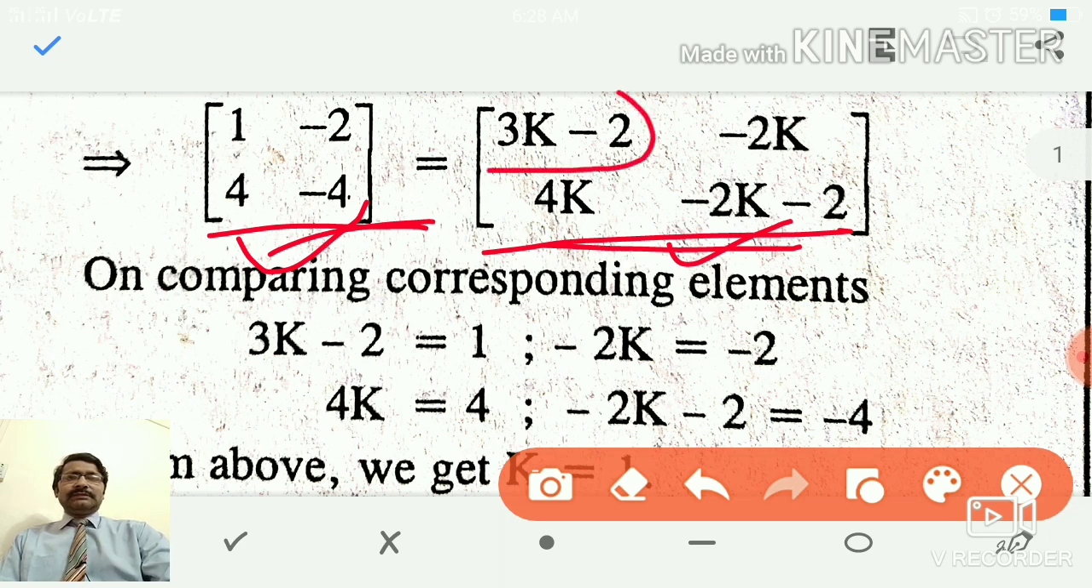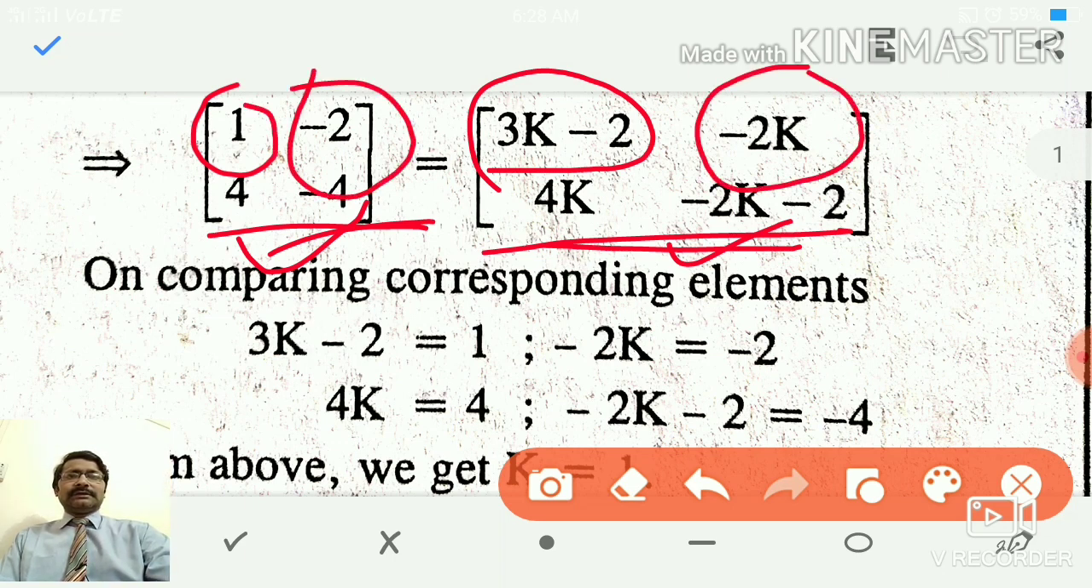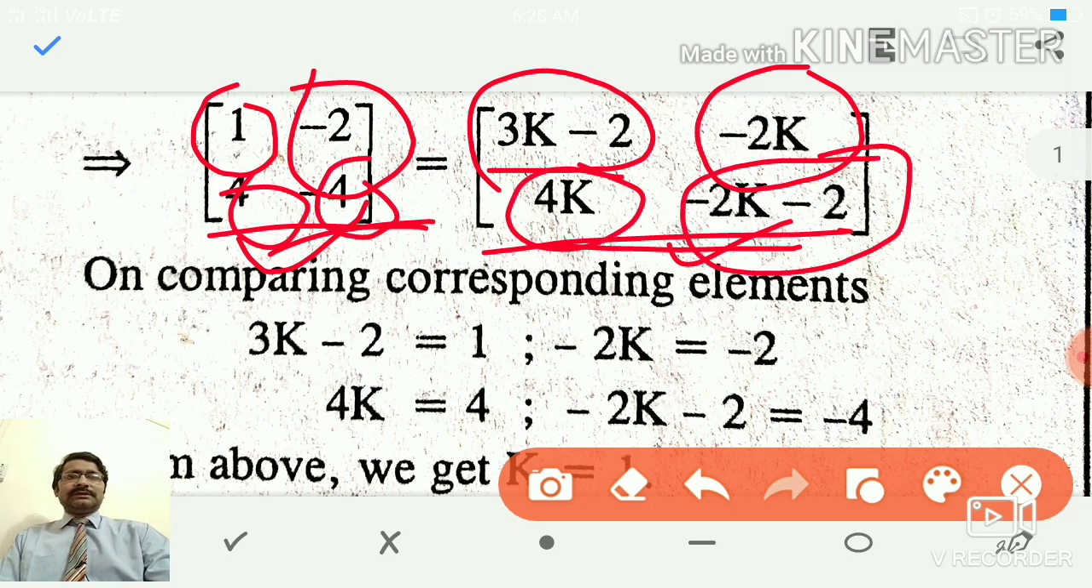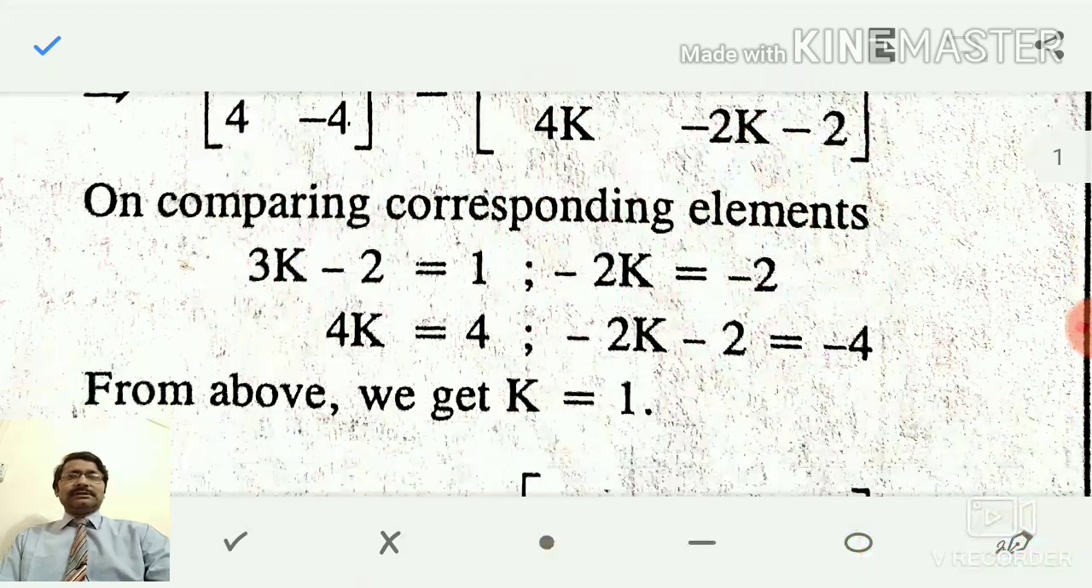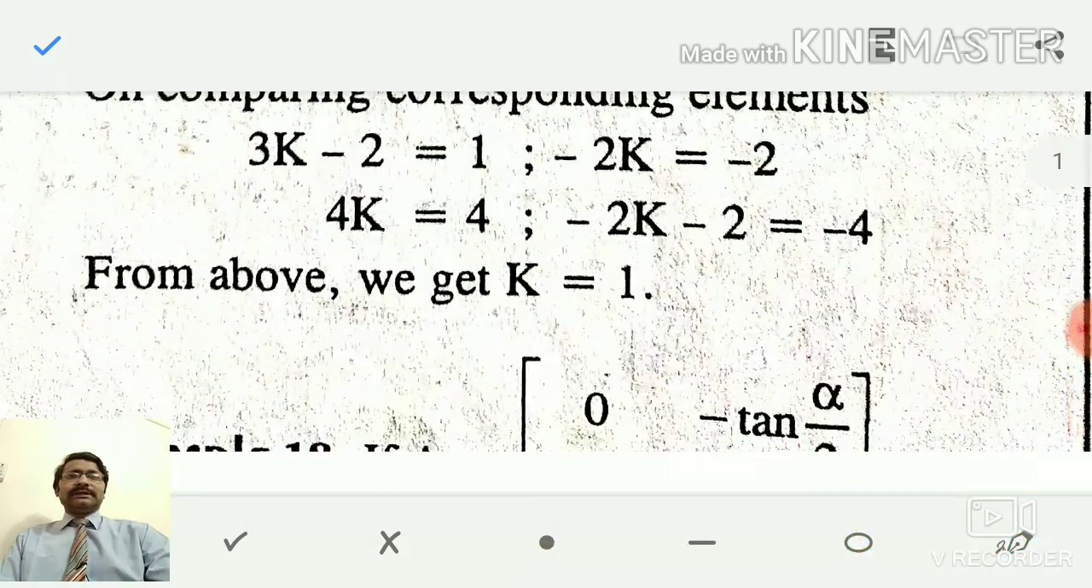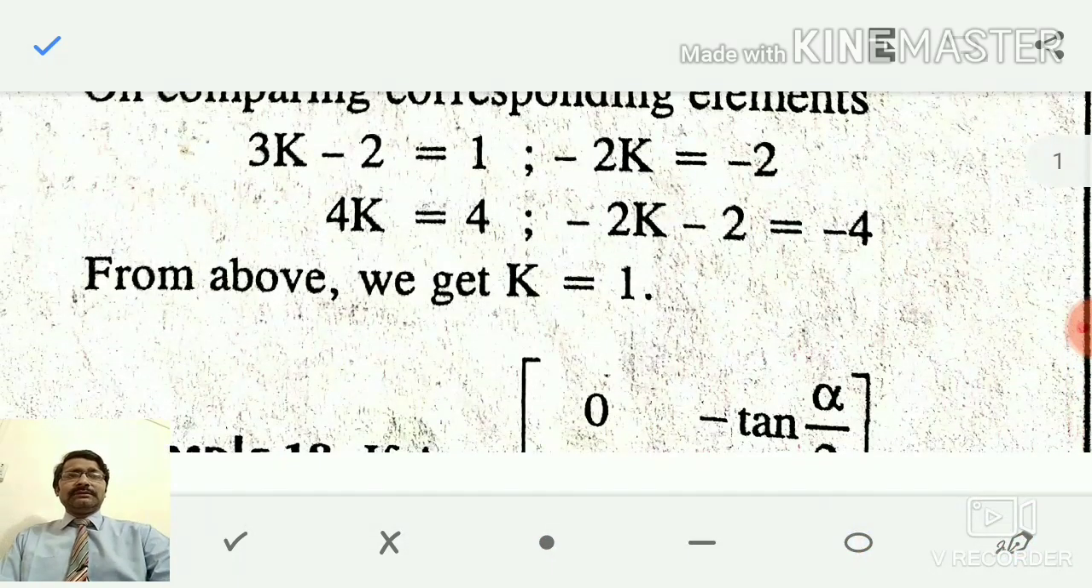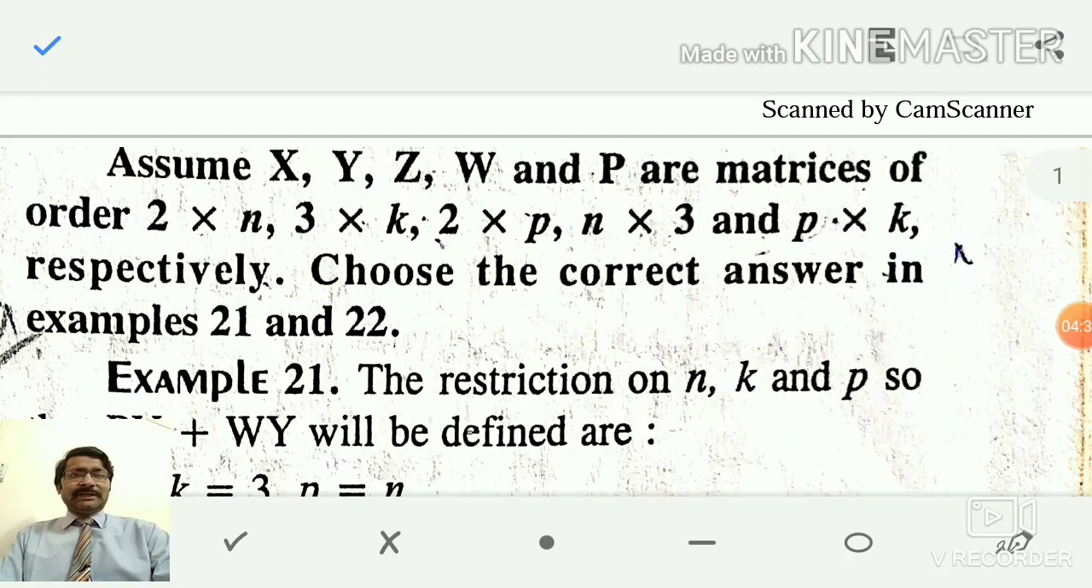So 3k minus 2 equals 1, minus 2k equals minus 2, and 4k equals 4. You solve these equations, and from here you get k equal to 1. So k equal to 1 is our answer.